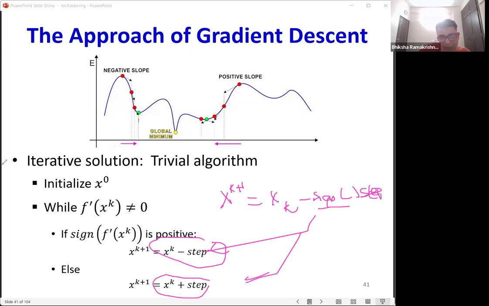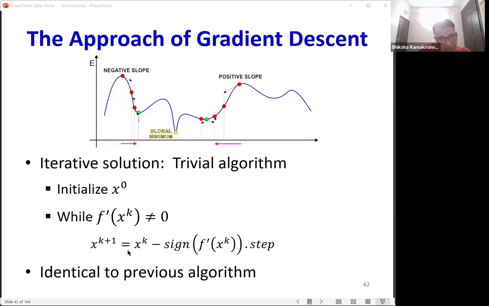Right. And so I can compact both and just write it like so. I can say xk plus 1 equals xk minus sine of the derivative times step. That still leaves us with this issue of how big the step must be, right?